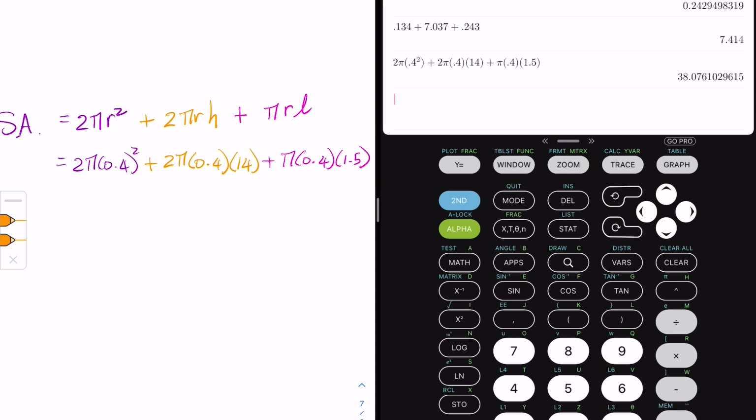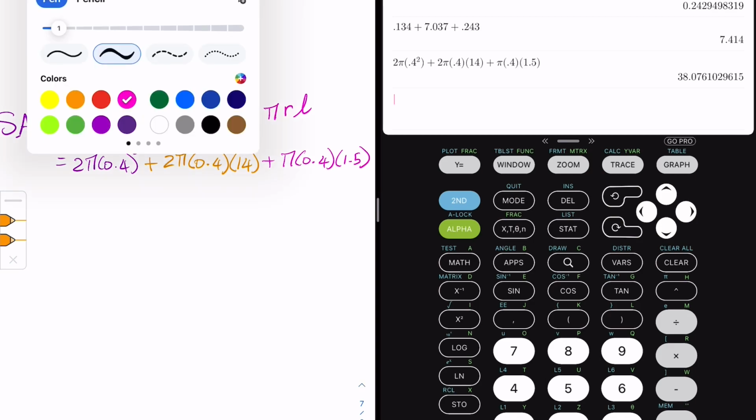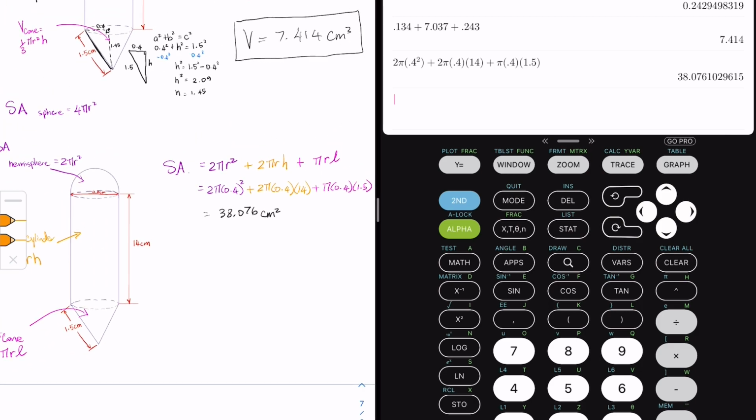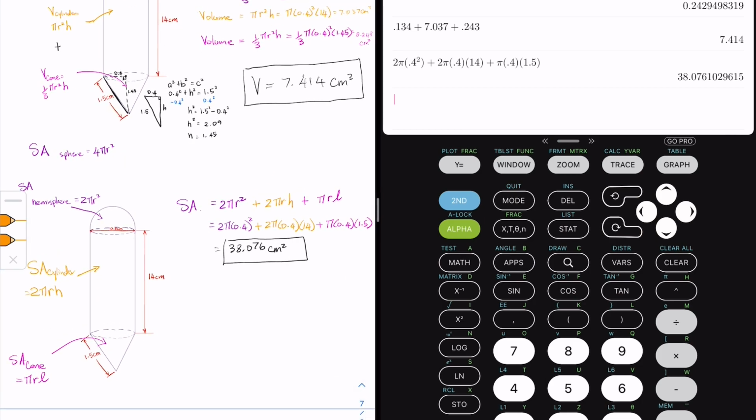And we now have the surface area of our figure. And so our surface area is 38.076, and its area, so that is centimeter squared. All right, so now we have our volume and our surface area of our wonderful pencil, and you're done.